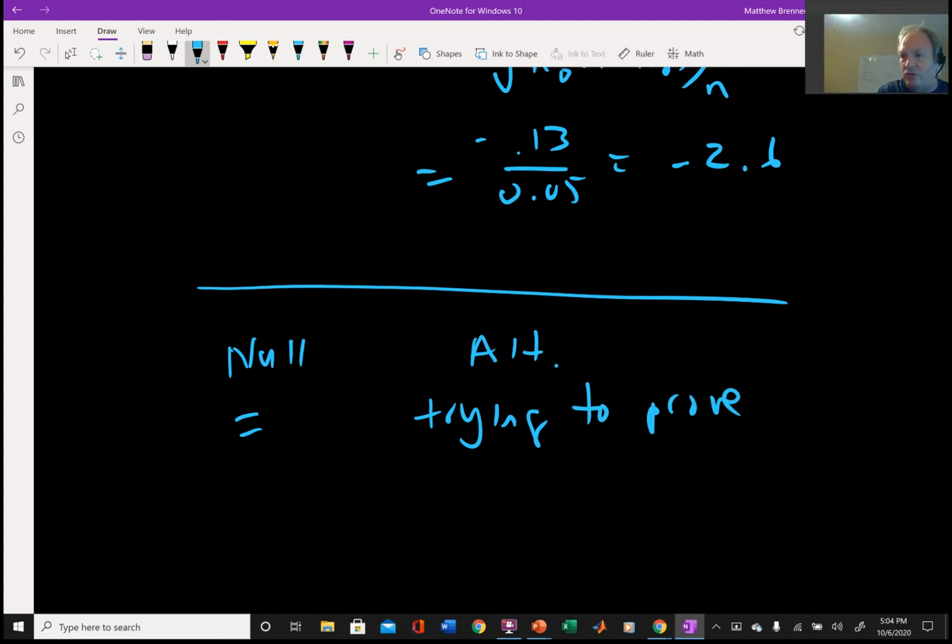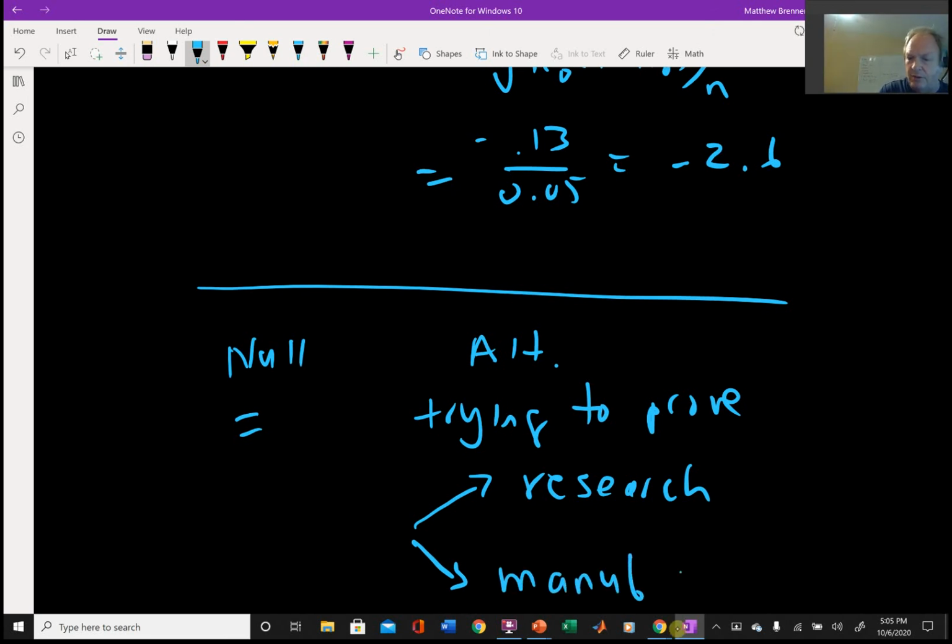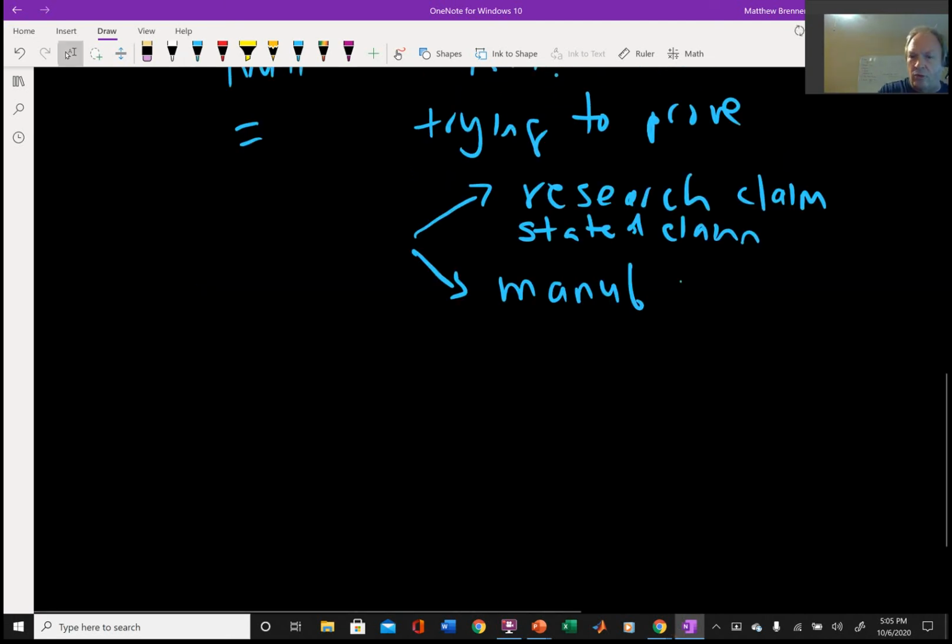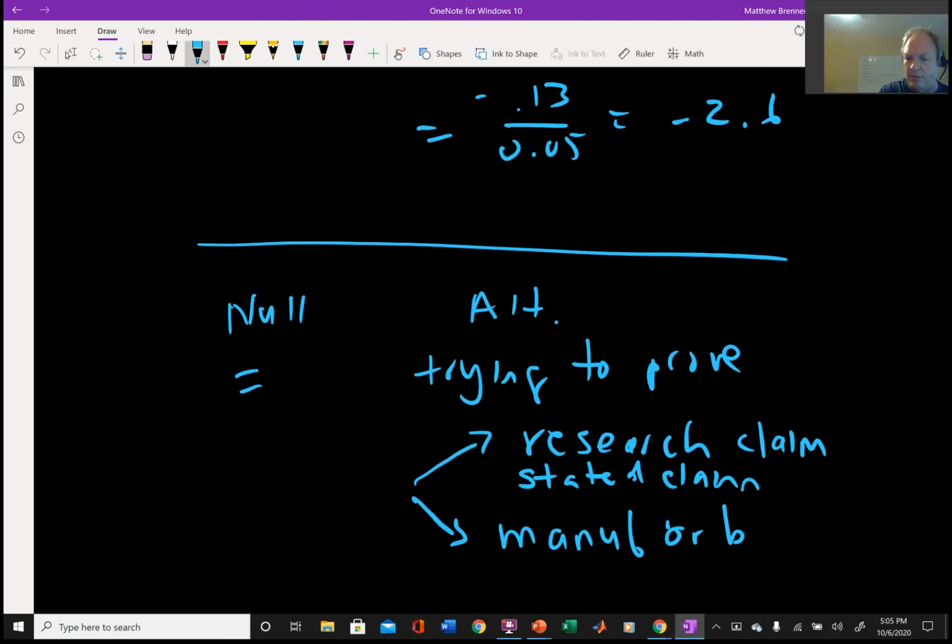And usually you have two sorts of situations. You're either trying to prove a research question, in which the alternative is the way it's stated in the problem, or you're testing a manufacturer or a business claim. When you have a research claim, the alternative is the way it's stated in the problem. So it's the stated claim in the problem. When you're looking at a manufacturer or a business claim, a claim made by a business, it's the opposite.